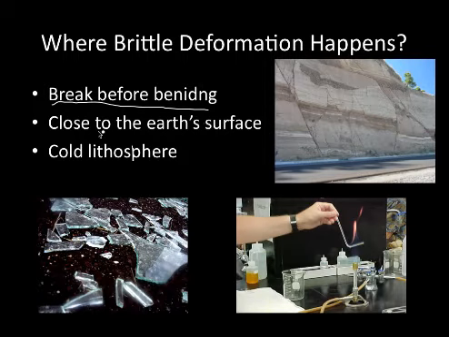And this is going to happen close to the Earth's surface, way up top of the cold lithosphere. Why? Because temperatures here are colder. The Earth's strata is colder. If it were warmer, like this piece of glass underneath this flame here, it would bend before it breaks. But since it's cold, it'll break before it bends.